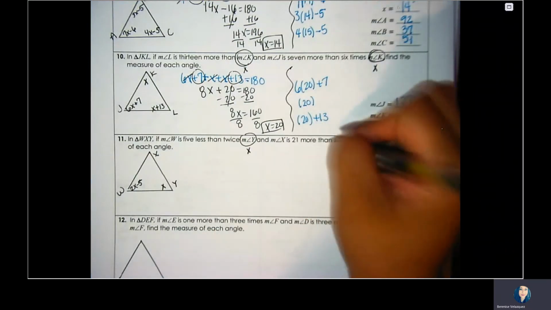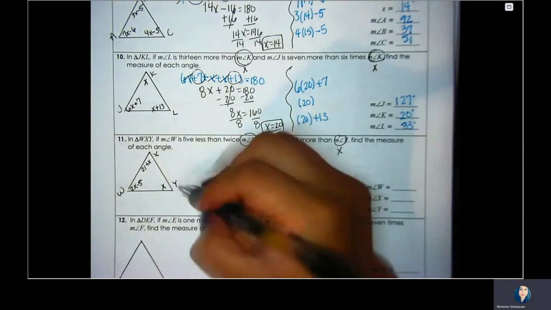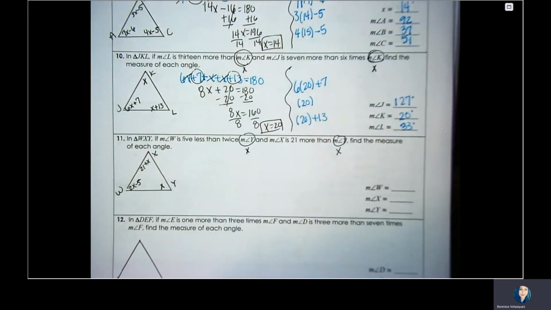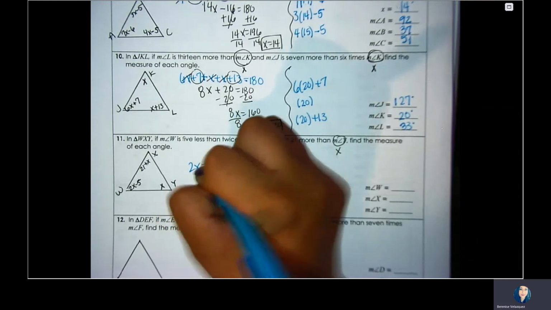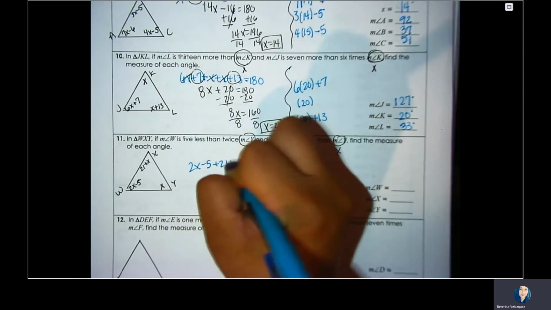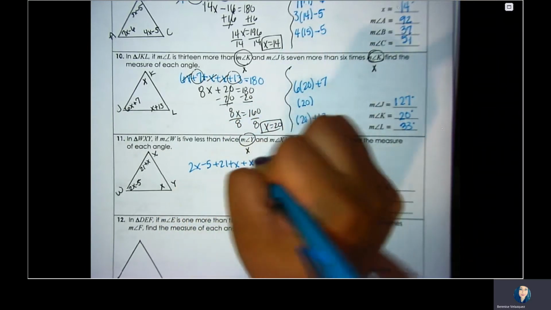Okay, next one is X. X is 21 more than the measure of angle Y. So that's your X, so it's 21 plus X. And then find the measure of each angle. So do the same thing we did before. So setting this up is going to be 2X minus 5 plus 21 plus X again is equal to 180.